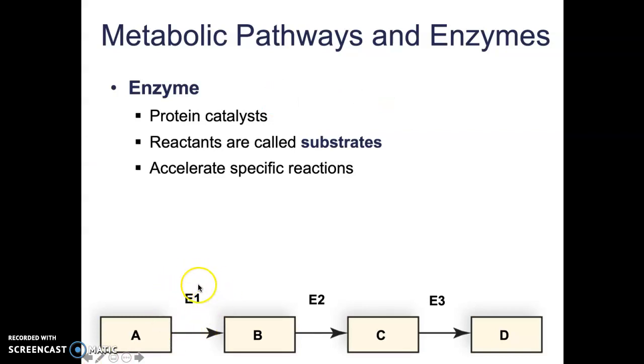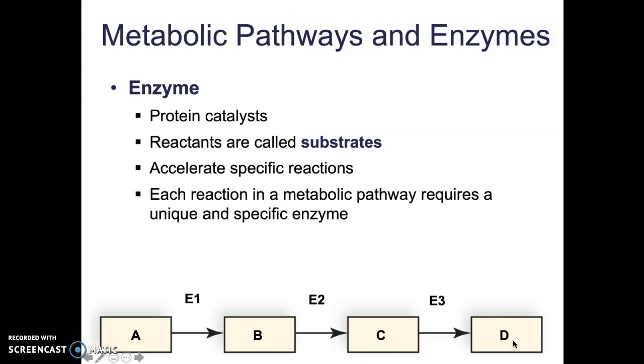This enzyme that we have here cannot convert C to D. Enzyme 1 cannot convert A to C, cannot convert B to C. Enzyme 1 has one job. It is going to help A become B, and that's it. That's its only job. Enzyme 2 is going to be there for converting B to C. Enzyme 3 is going to be there for converting C to D. They're very, very specific.